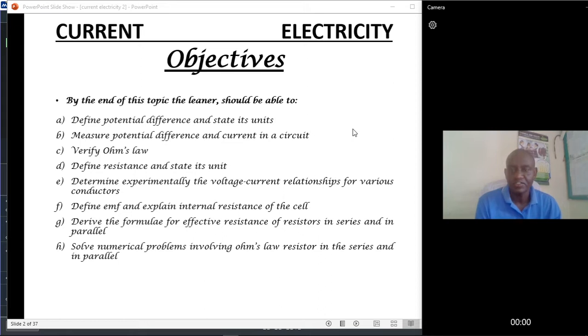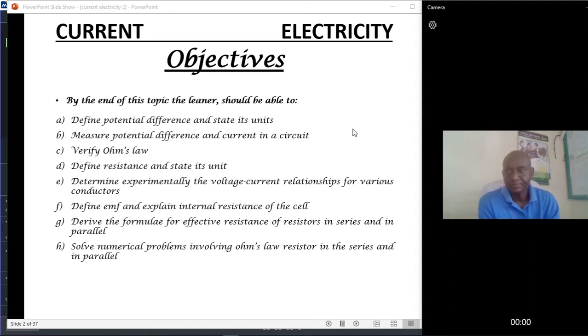Then we shall verify Ohm's law, define resistance and state its SI unit, determine experimentally the voltage-current relationship for various conductors, define EMF and explain internal resistance of the cell, derive the formula for the effective resistance of resistors in series and in parallel, then finally solve numerical problems involving Ohm's law, resistors in series and parallel circuits.